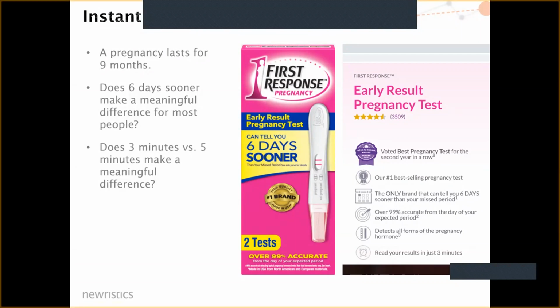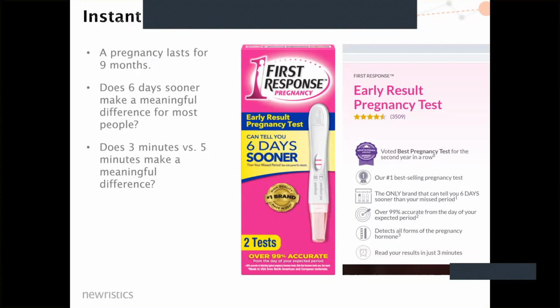So this is a good example of feeding instant return heuristic in the messaging for this product. It's being done in two places. The only brand that can tell you 6 days sooner than your missed period, and also read your results in just 3 minutes.